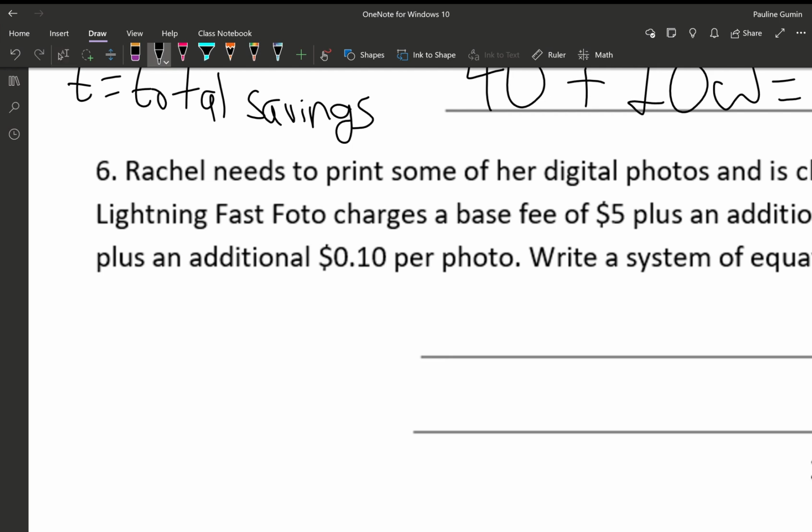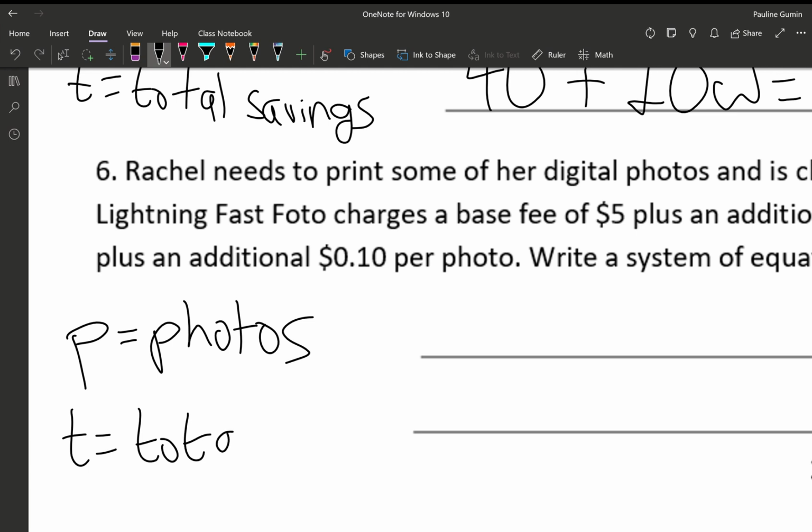Okay, so what are our unknowns? Well, we don't know how many photos Rachel wants to print. We also don't know how much it will cost her. Because depending on the amount of photos, that's going to give us our cost.